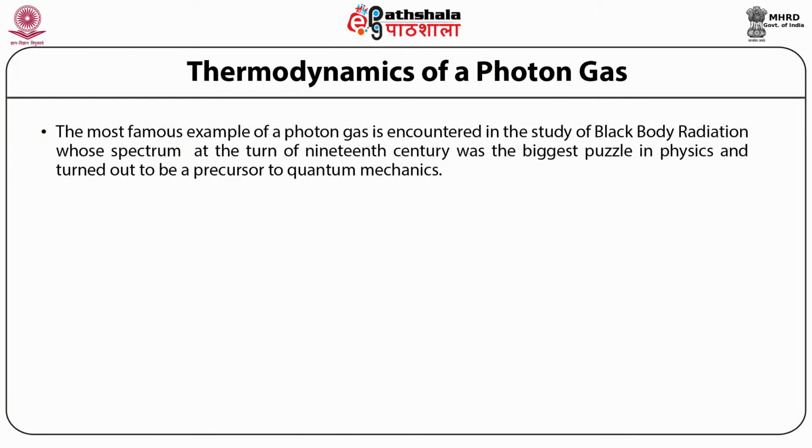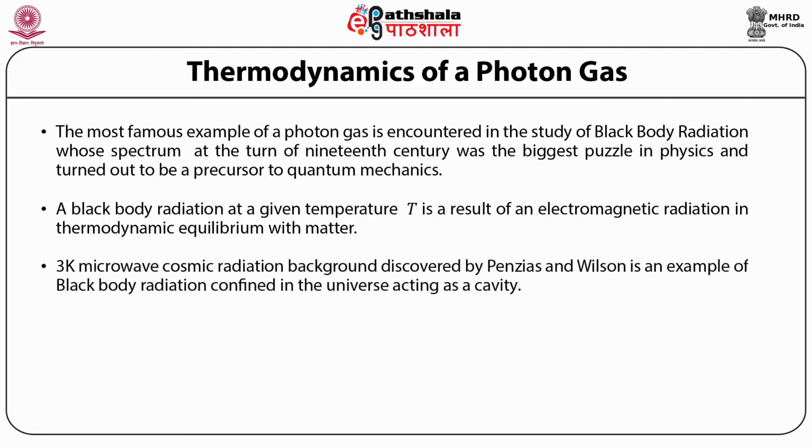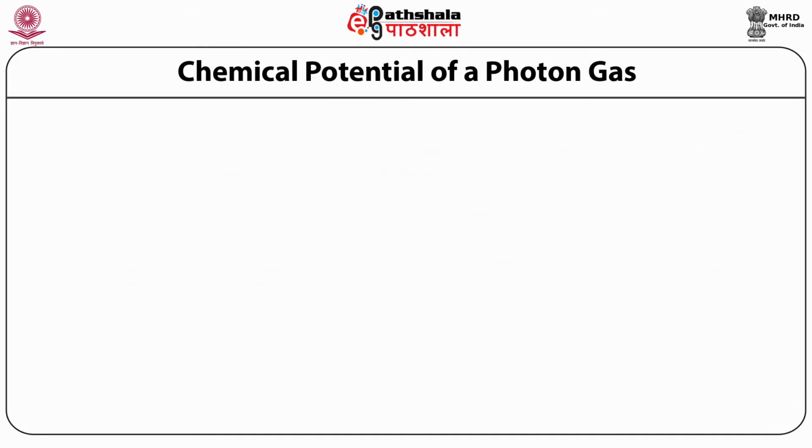The most famous example of a photon gas is encountered in the study of blackbody radiation, whose spectrum at the turn of the 19th century was the biggest puzzle in physics and turned out to be a precursor to quantum mechanics. A blackbody radiation at a given temperature T is a result of an electromagnetic radiation in thermodynamic equilibrium with matter. The 3K microwave cosmic radiation background discovered by Penzias and Wilson is an example of blackbody radiation confined in the universe acting as a cavity. So first of all, we will look at the chemical potential of a photon gas.